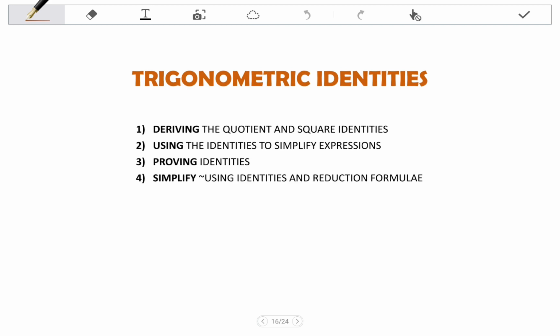Right, so just a reminder of what we did in grade 11 relating to trig identities. We derived the quotient and square identities. We used the identities to simplify expressions. We used it to prove other identities. And then we simplified using identities and reduction formulae. Okay, so we are going to focus on revising number 3 and number 4 here.